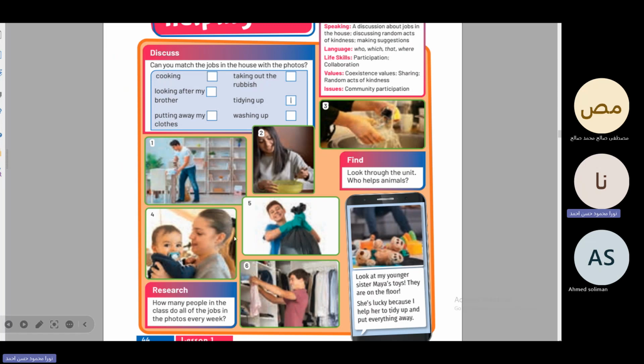What about job number 4 here? Yes, looking after my brother. Excellent. Photo number 5. Yeah. He is taking out the rubbish. And photo number 6, he is putting away his clothes. Excellent. Nice job. You did great here. Okay, let's move.